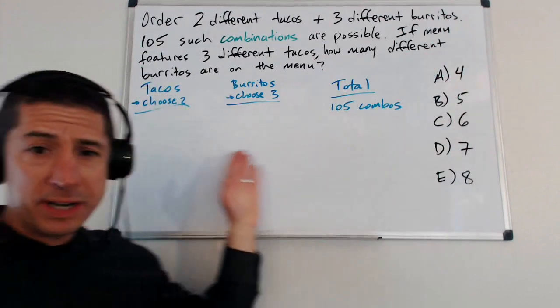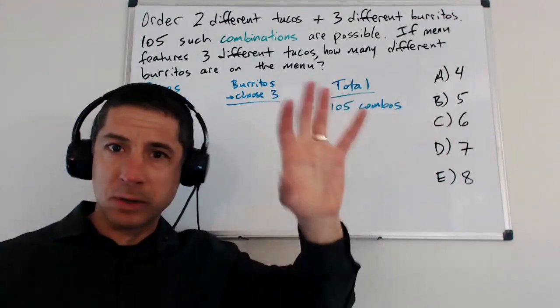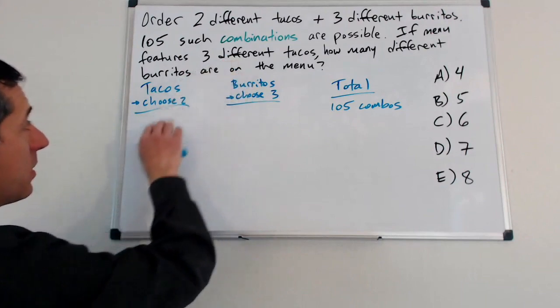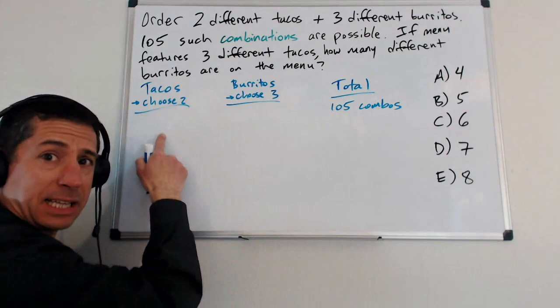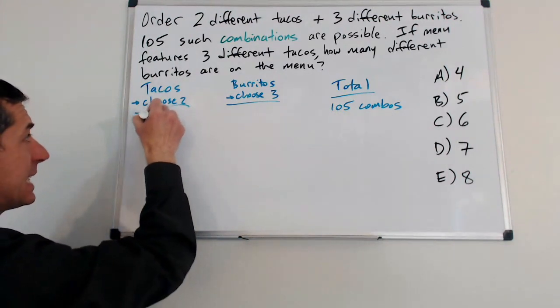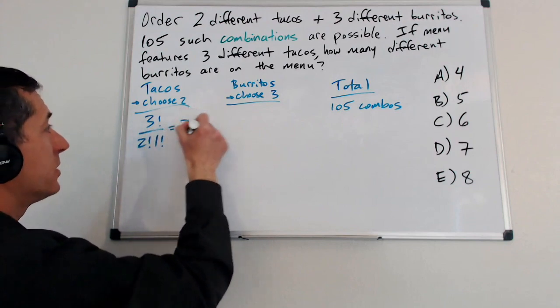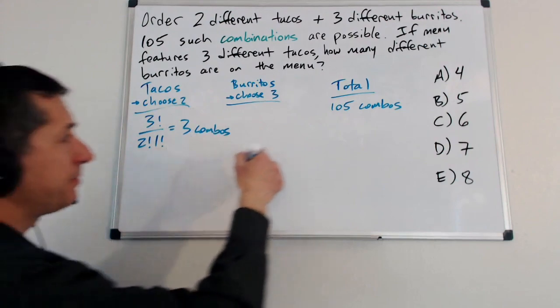Okay, so step one here, I just want to organize my information a little bit because this feels a little bit unnatural compared to the normal combinations questions you see. So tacos, we got three on the menu. I'm going to choose two. So I'm choosing two out of the three. Sounds exactly like something we can punch into our formula really easily. Three factorial over two factorial, one factorial. So we get three different combinations of two tacos.